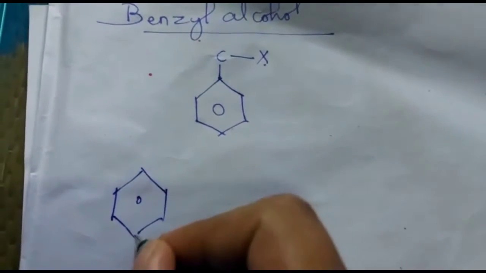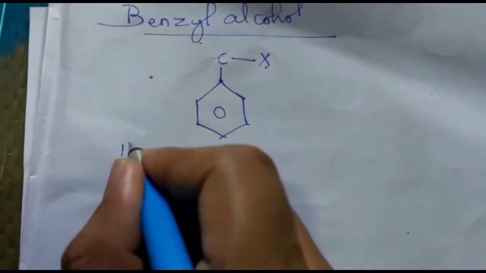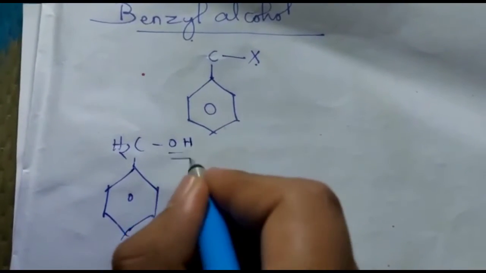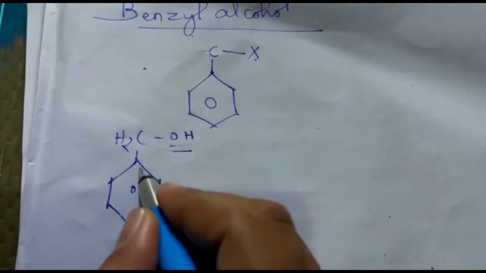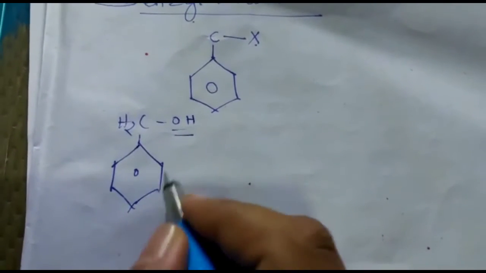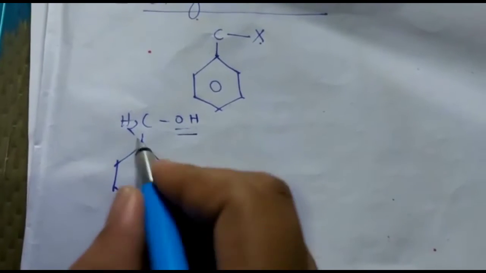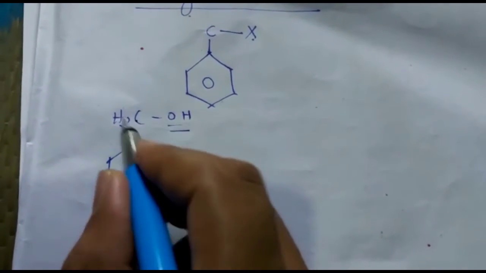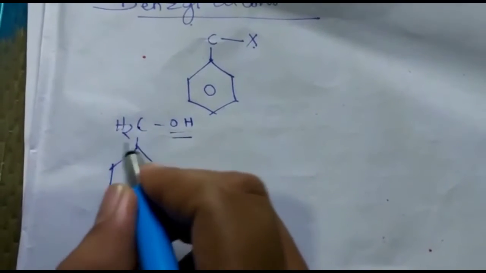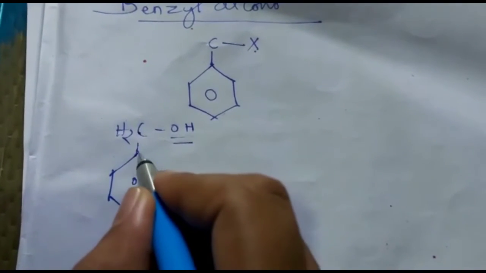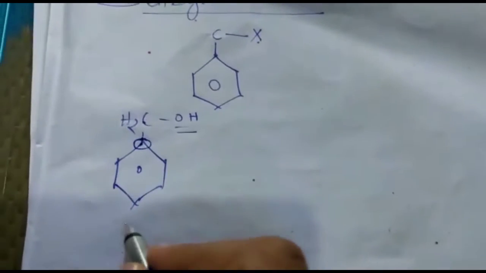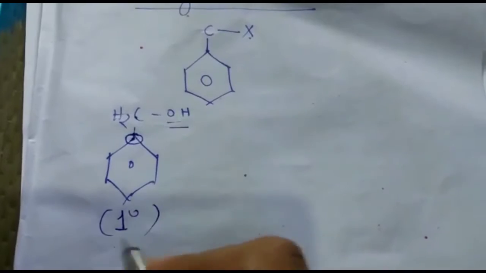You have already discussed. Suppose it is H2C OH. This OH is not directly attached with the benzene ring. OH is attached with the carbon which is connected to the benzene ring. And here this carbon is the main carbon. Why? As the OH group is attached with this carbon, and this carbon is connected with only one carbon. In this position one carbon is present. So it is 1 degree benzylic alcohol.